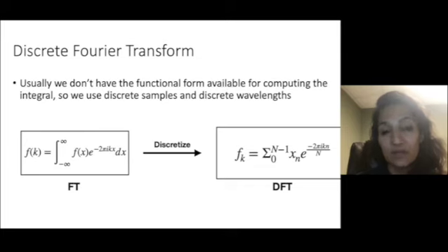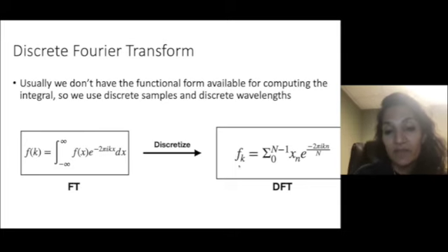Usually we actually don't have the functional form to compute this full integral. So what we actually compute is called the discrete Fourier transform, or DFT. The DFT just uses n samples of both the signal that you're looking to analyze and of these oscillatory waveforms that are cosine theta plus i sine theta at n different intervals. And you can still do it at a particular scale like this.